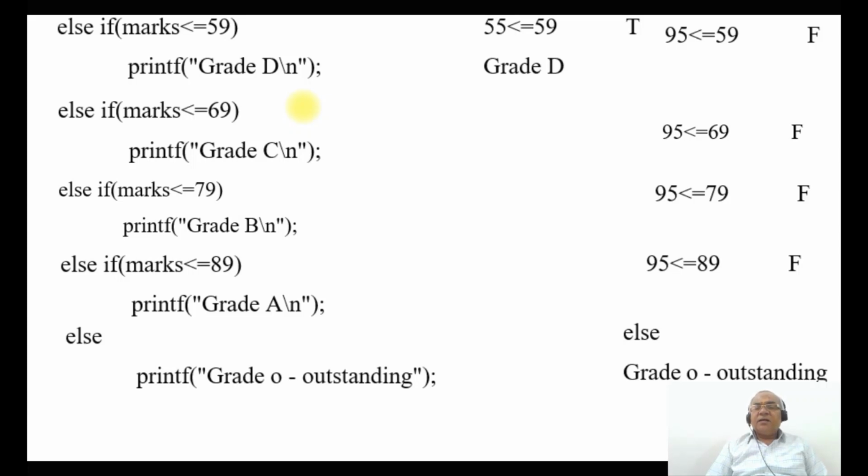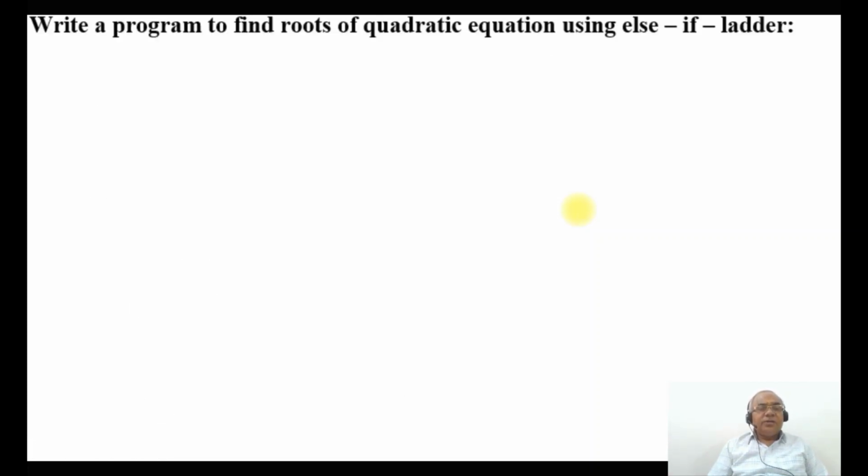Here 95 is not less than or equal to 89. So none of these conditions is true, and none of these statements is executed. Therefore it should obviously be outstanding. So the output is grade O, which is the outstanding. So this is how you will be able to execute.